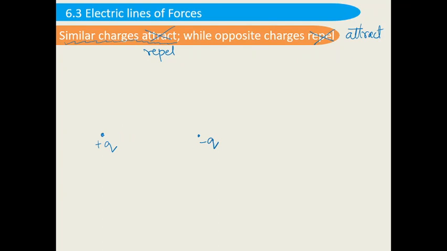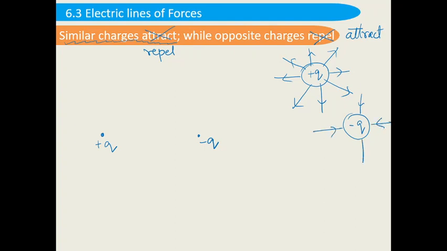So electric lines of forces are going to originate. What is the plus q charge? For the plus q charge, the electric lines of forces are perpendicular to the surface of the charge and they are away from the charge. So electric lines of forces are moving away from the charge in the case of plus q, while in the case of minus q, the electric lines of forces are getting terminated.